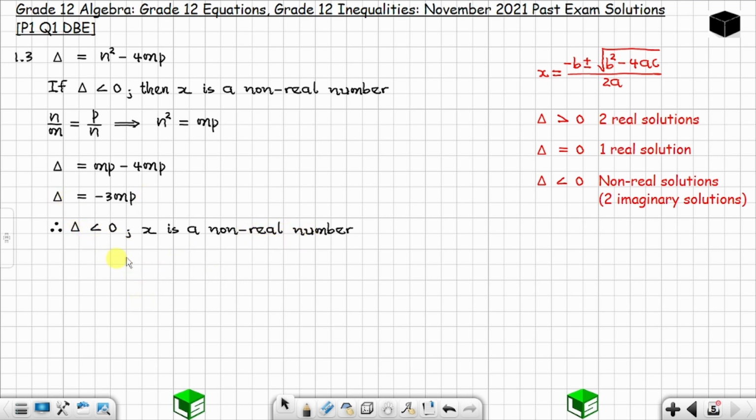Okay, so this is how you solve this question. You don't have to show this when trying to answer this question. I was using this just to explain this. We are done with question 1 from November 2021.